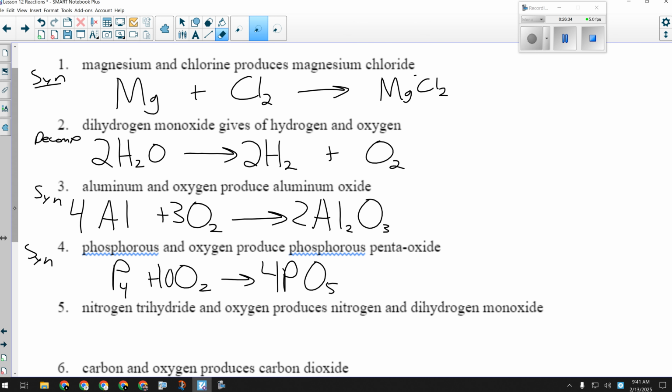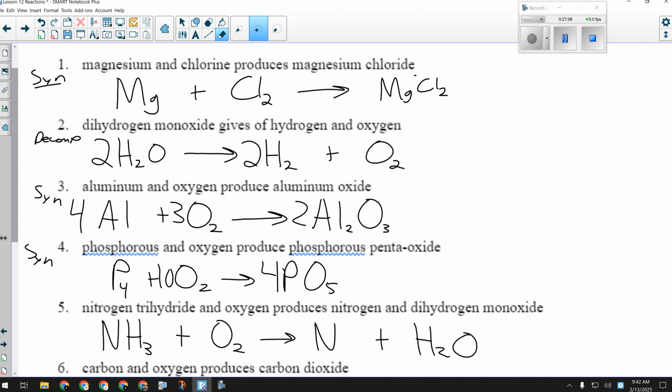All right, on number 5, we've got nitrogen trihydride. So we're looking at a molecular compound there. Okay, 2 non-metals because hydrogen is listed second, and there's prefixes. Okay, so NH3 is nitrogen trihydride, and it is reacting with oxygen. Okay, and that is going to produce nitrogen, okay, and dihydrogen monoxide. This stuff. Okay, what's wrong with what I wrote?